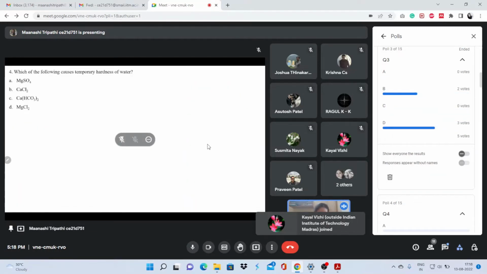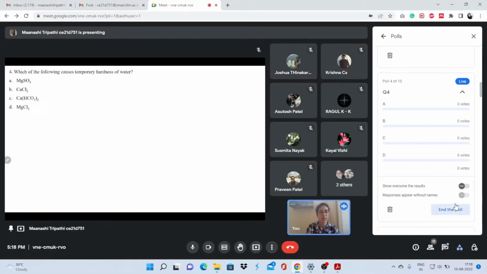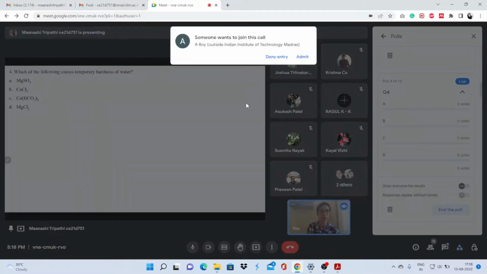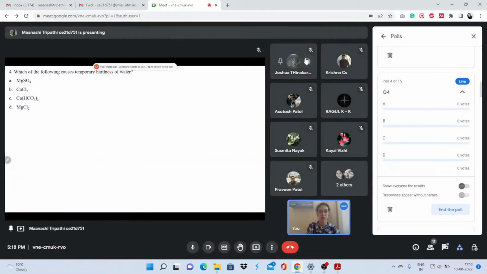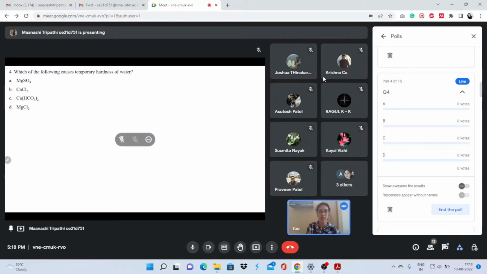Which of the following causes temporary hardness of water? And these are the polls for it. You can find the polls in the right bottom corner of the screen. This is for the people who have joined just now. There is a poll running and the questions, you can answer them in the polls.